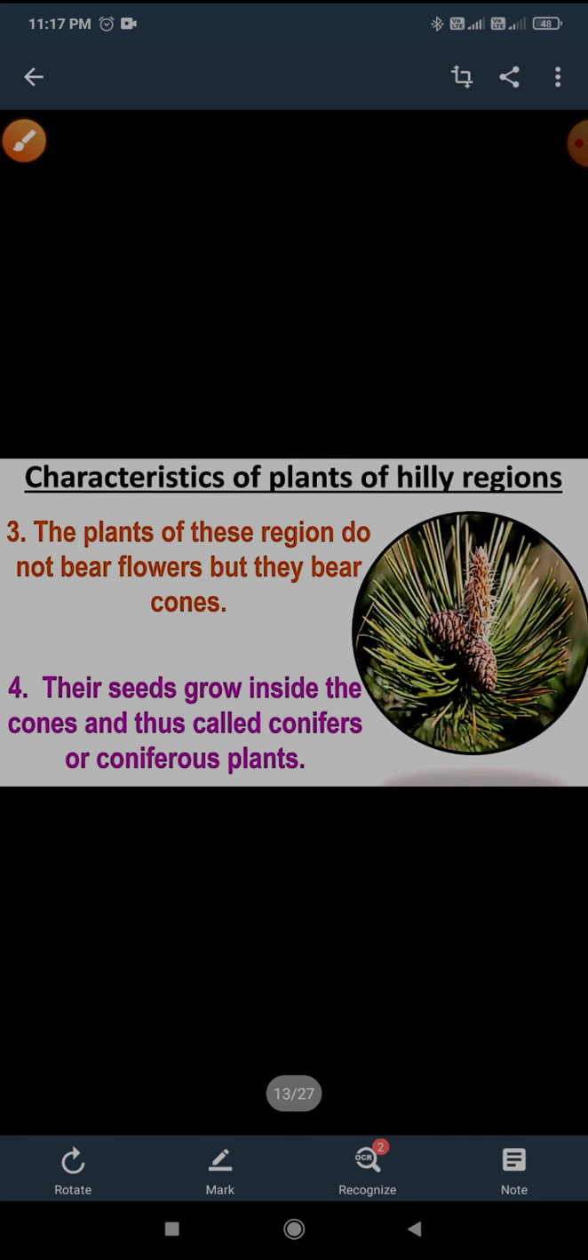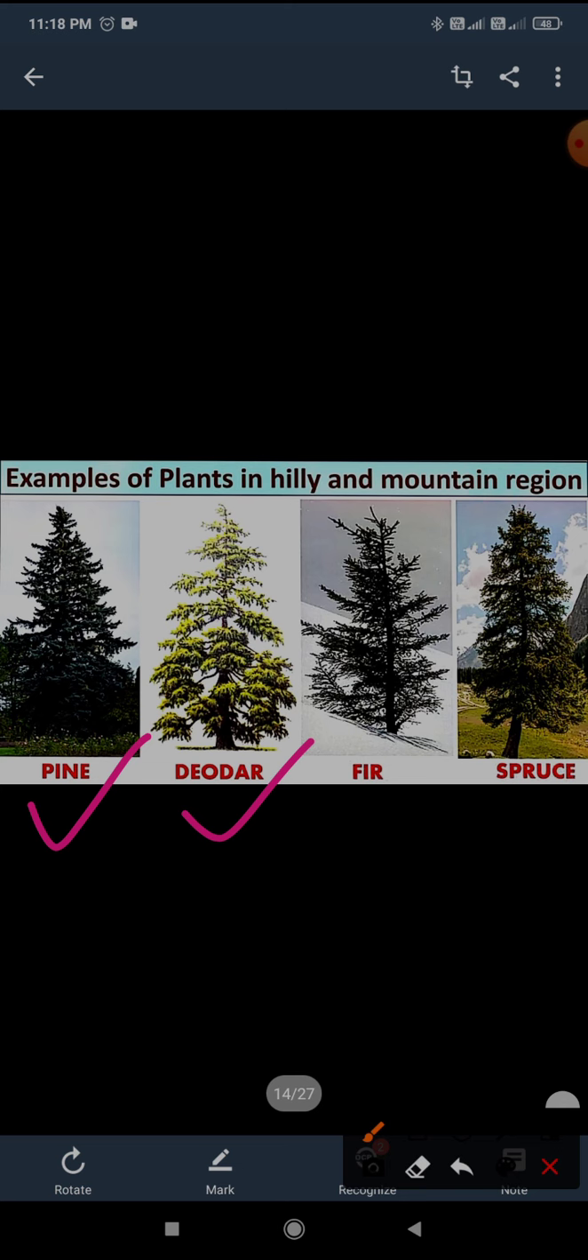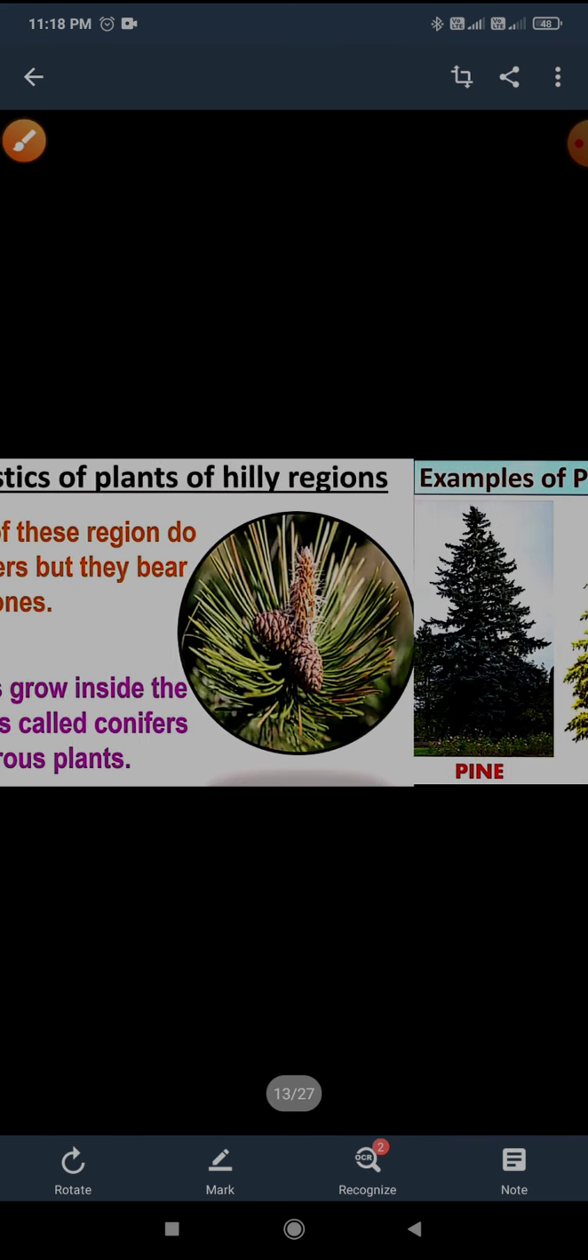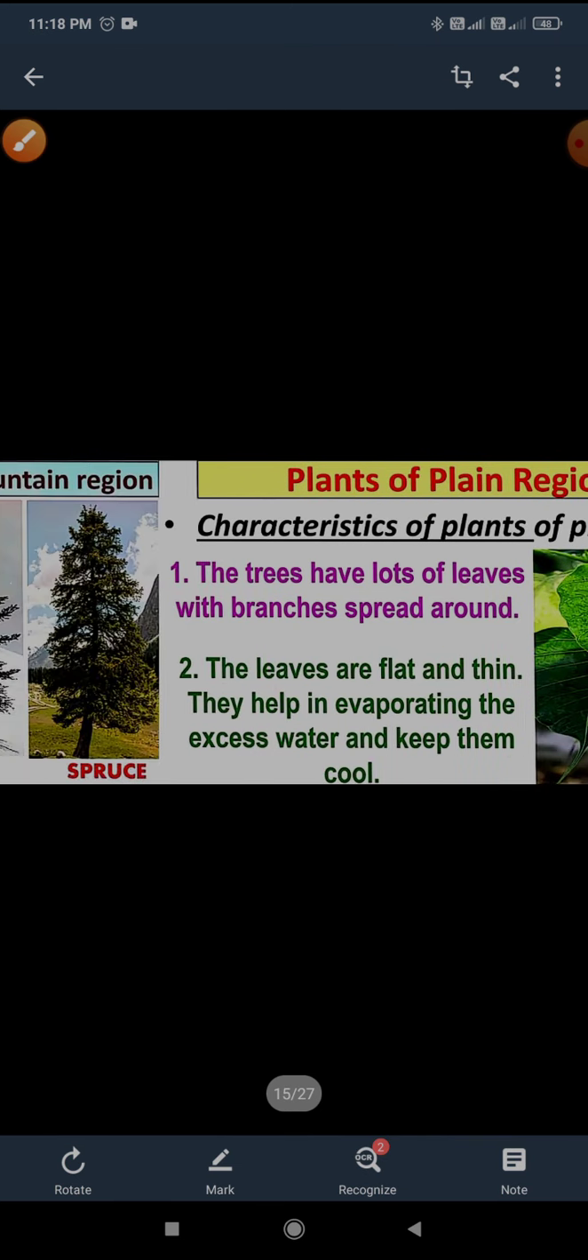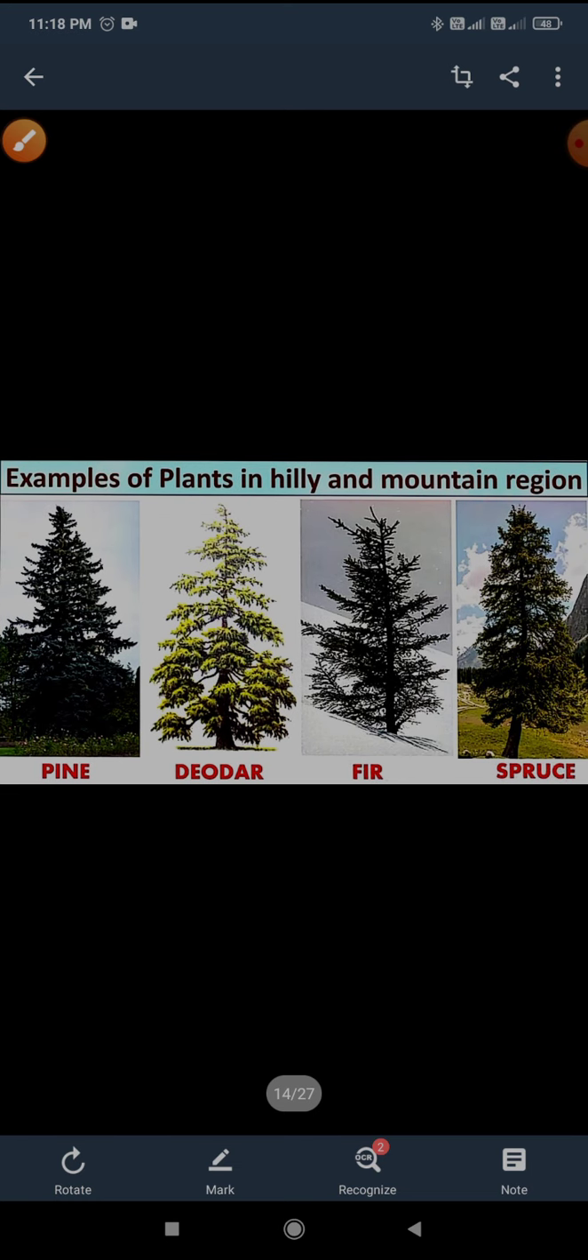Now let's see some examples of the plants in hilly and mountain regions. Here you can see the pine tree, deodar, fir, spruce. These are all examples of hilly and mountain region plants, and you can see that all are conical in shape, and the leaves of these plants are needle-like, which helps them withstand cold and snow. That's why they are shaped like this.